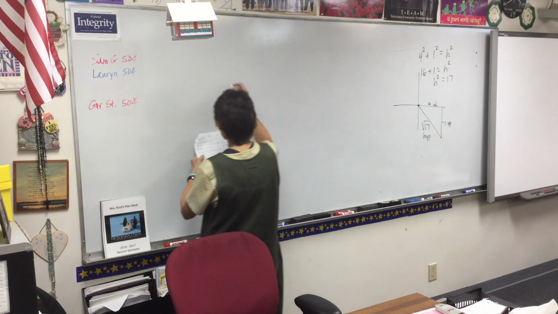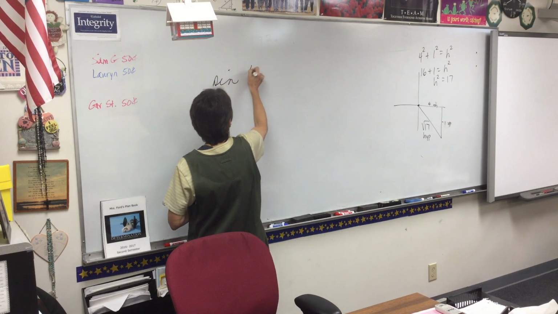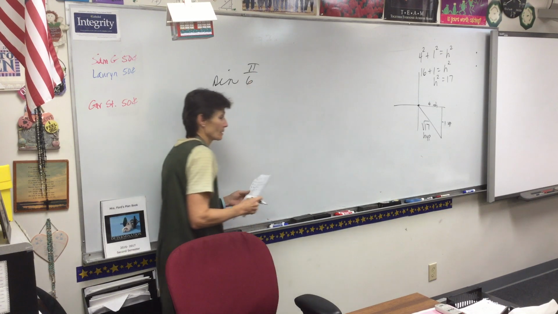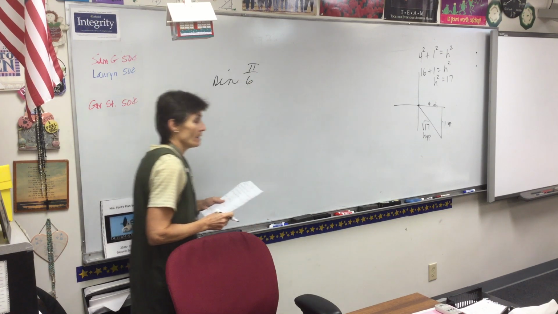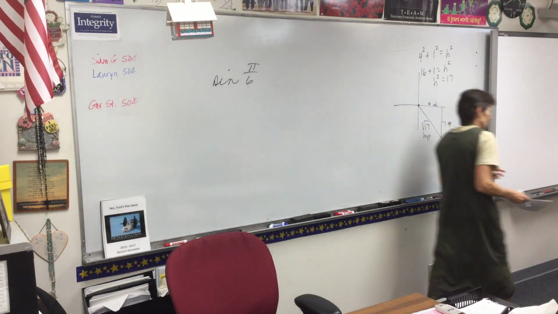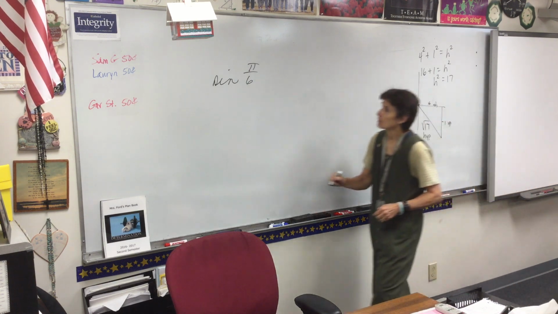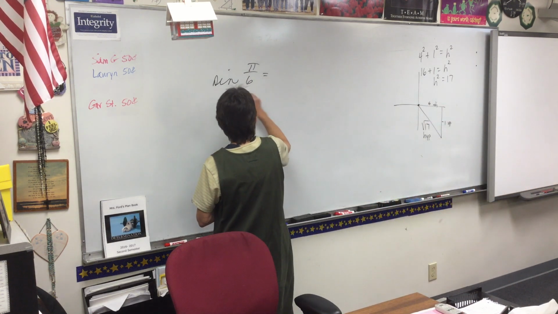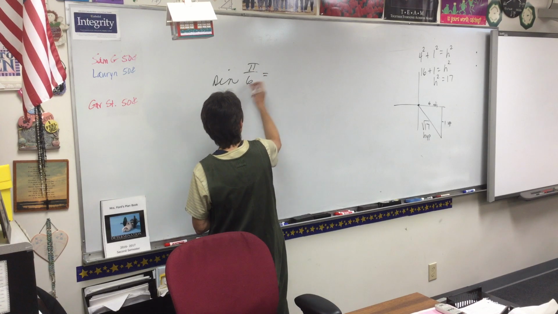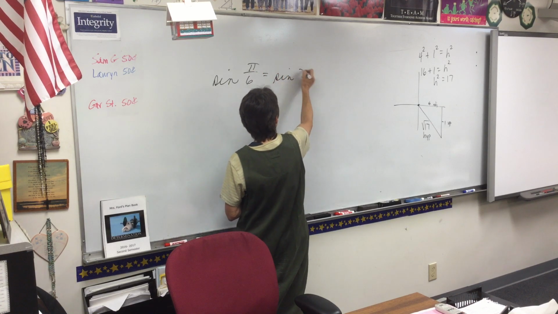says find the sine of pi over 6. Okay, now, this is no calculator. So how are we going to find the sine of pi over 6? What do we have to do first? Yeah, we got to figure out how many degrees that is. So pi is 180 divided by 6. So this is a sine of 30, right?